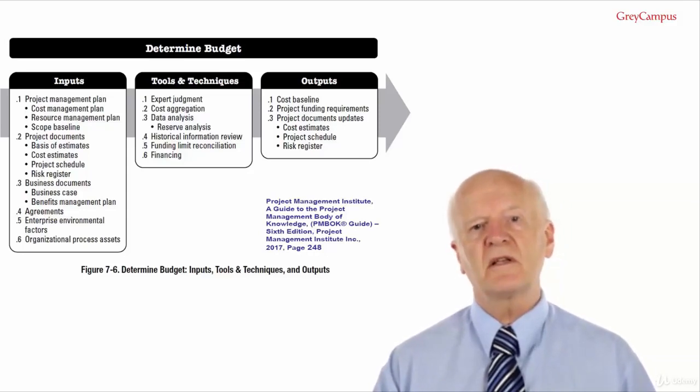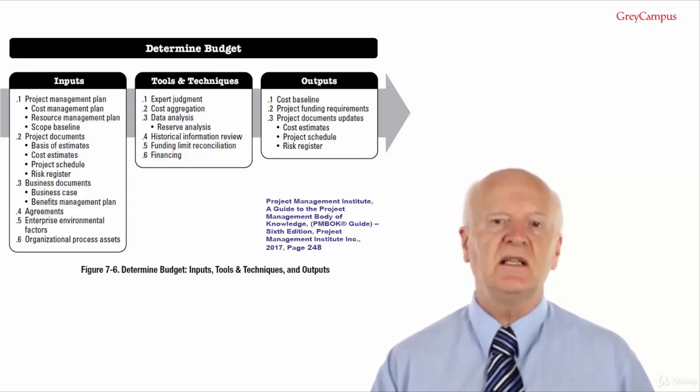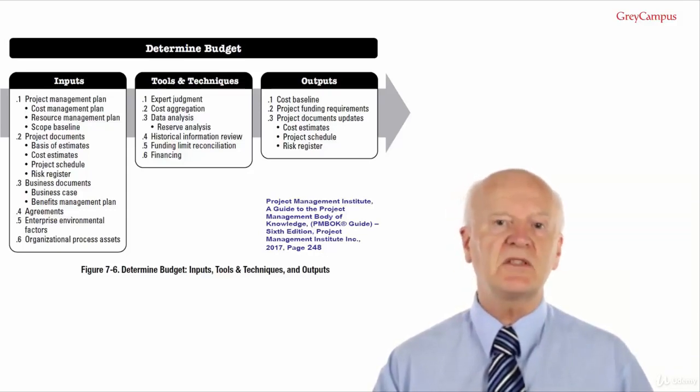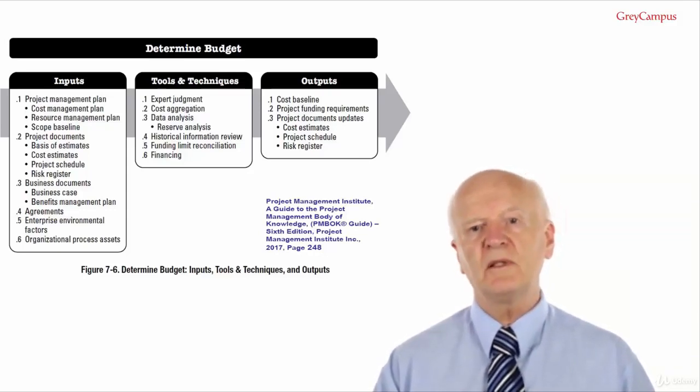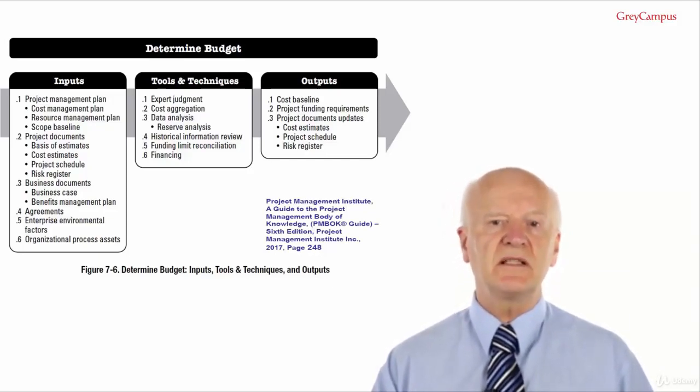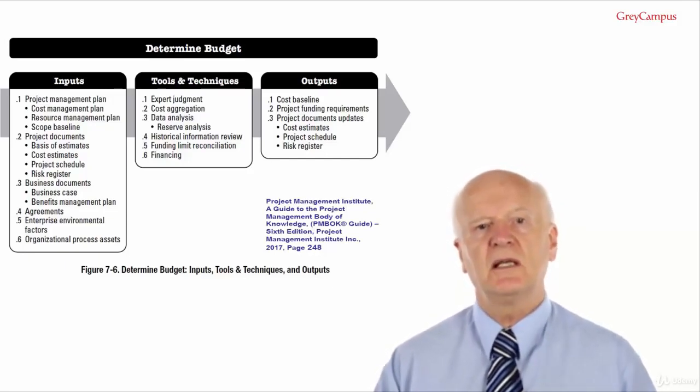Input number 6, organizational process assets. The organizational process assets that can influence the determine budget process include estimating formal and informal costs, budgeting related policies, procedures and guidelines, historical information and lessons learned repository. Cost budgeting tools and reporting methods. Determine budget, tools and techniques.